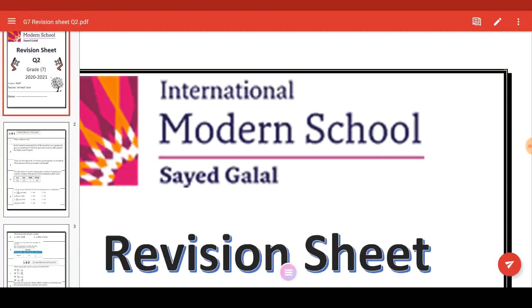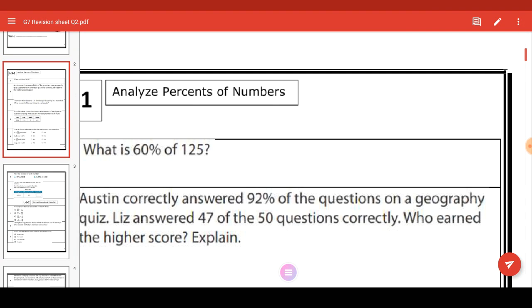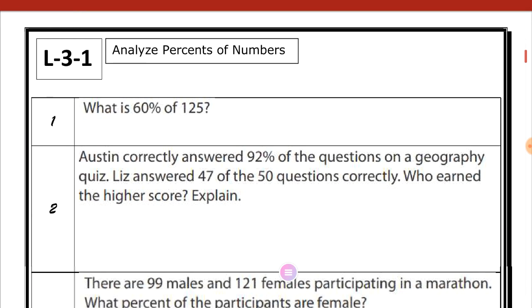Okay, we will study the revision sheet in a small brief so you can study it well and prepare well for the semester 1 exam. Please concentrate and review with me. First question is about analysis, percent and numbers.